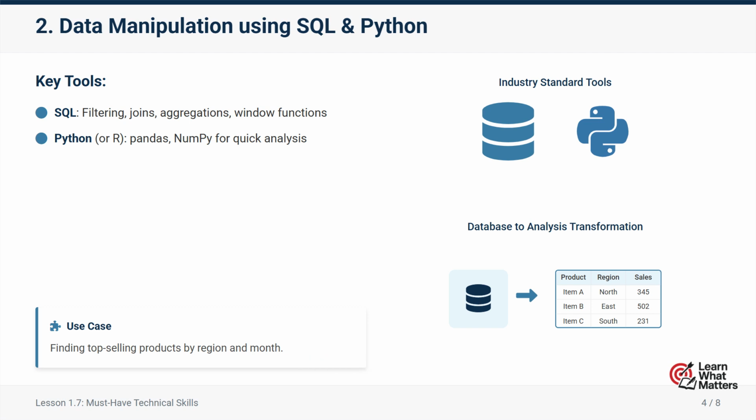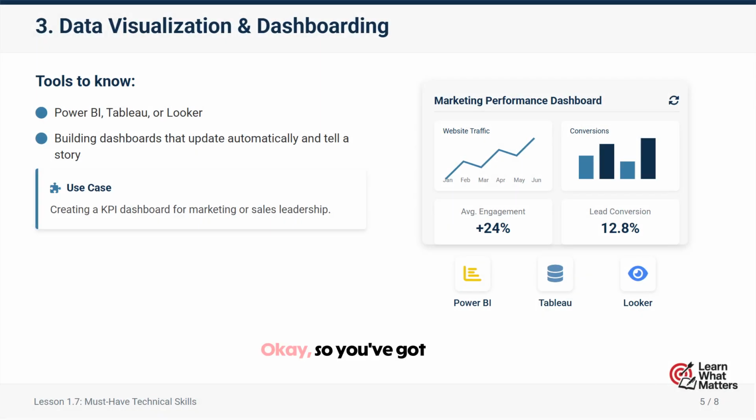The use case? Finding the top-selling products by region and by month. You can't just look at the database. You have to transform it. You pull the data with SQL, then you pivot and analyze it with Python to turn that simple table into a powerful answer. Okay, so you've got your data, you've analyzed it, now what?